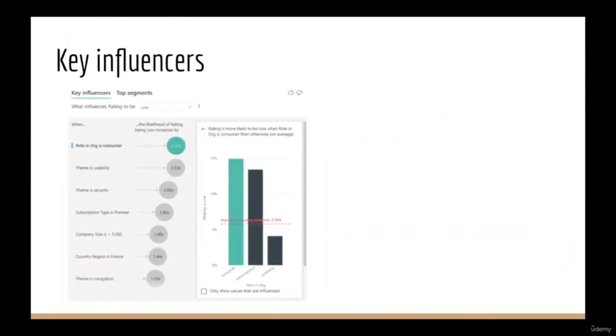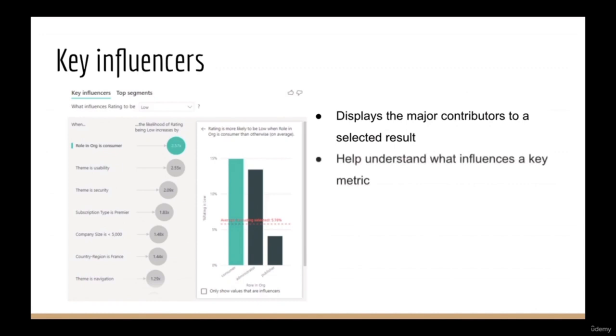Another type of chart is a key influencers chart. A key influencer chart displays the major contributors to a selected result or value. Key influencers are a great choice to help you understand the factors that influence a key metric.